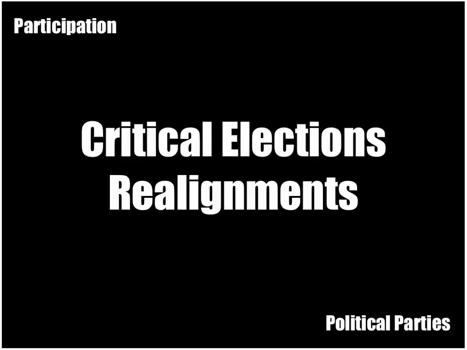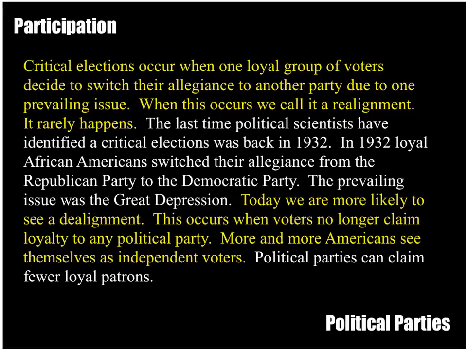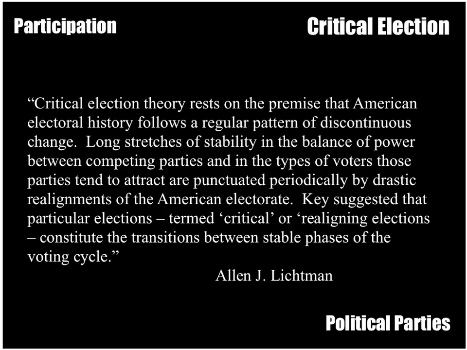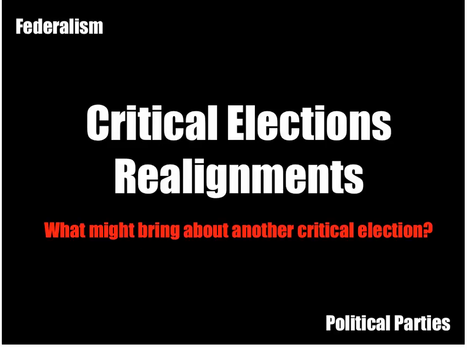Critical elections, often called realignments. Critical elections occur when one loyal group of voters decide to switch their allegiance to another party due to one prevailing issue. When this occurs, we call it a realignment. Today, it rarely happens. Today, we are more likely to see a de-alignment. This occurs when voters no longer claim loyalty to any political party. More and more Americans see themselves as independent voters. Critical elections. Realignments. What might bring about another critical election?